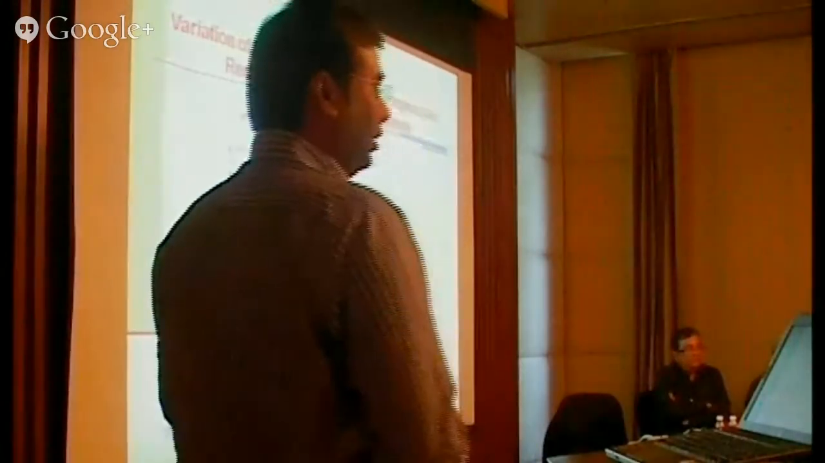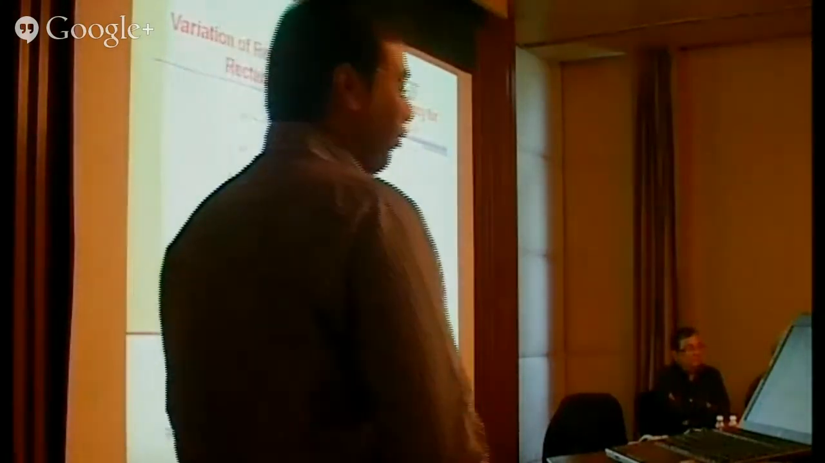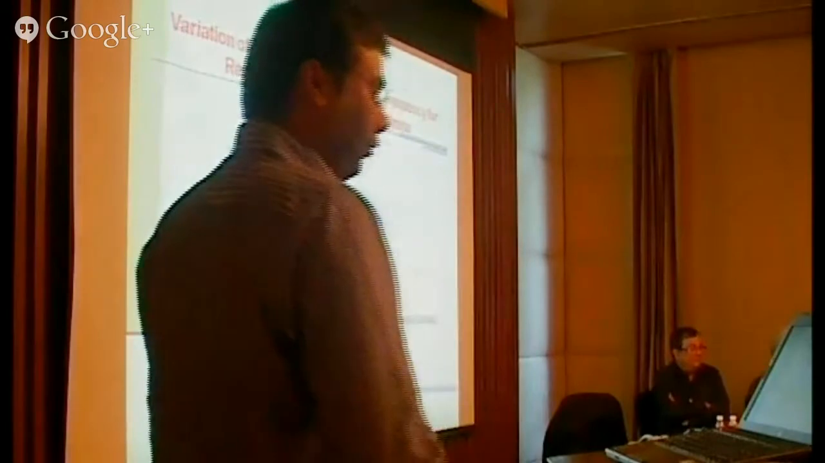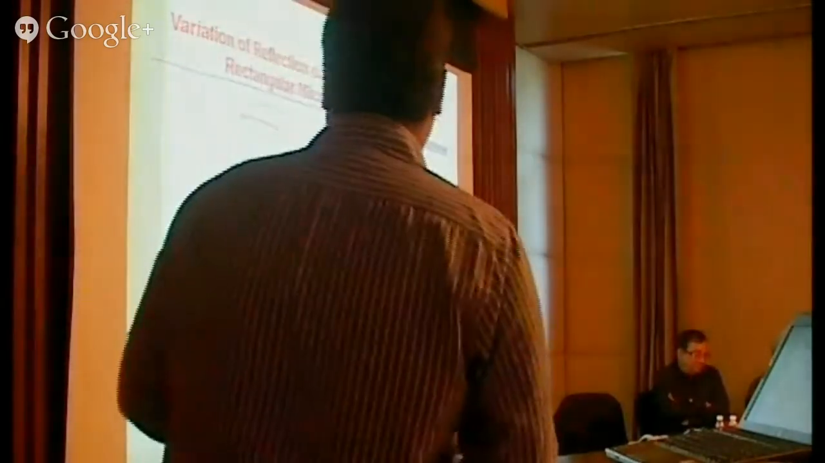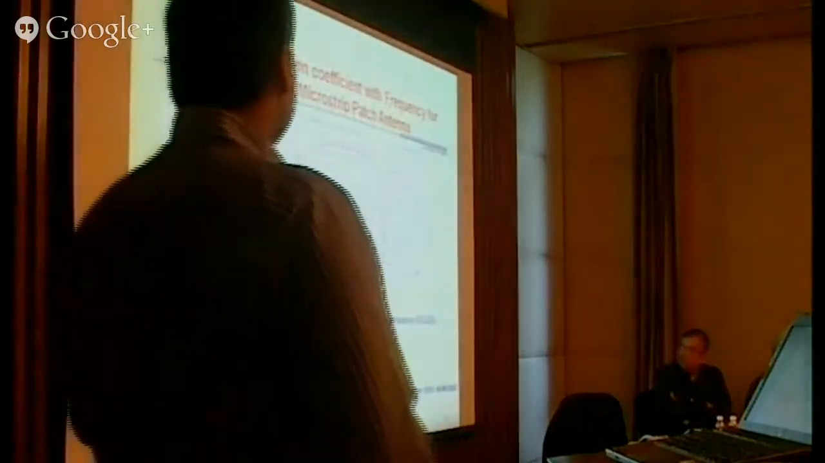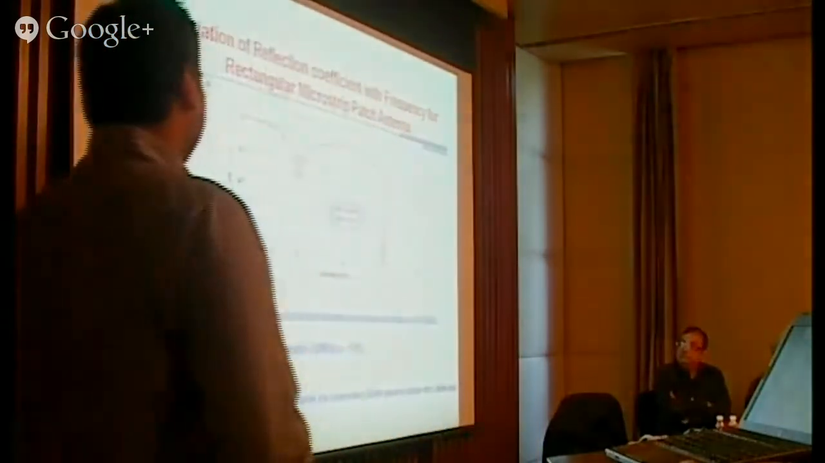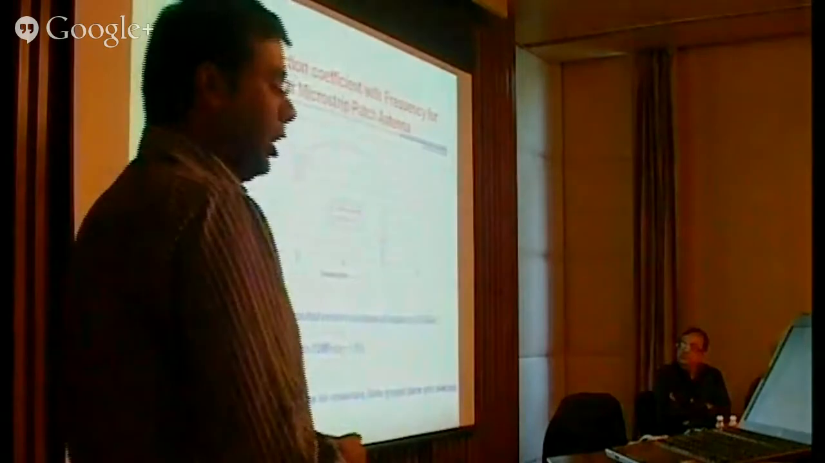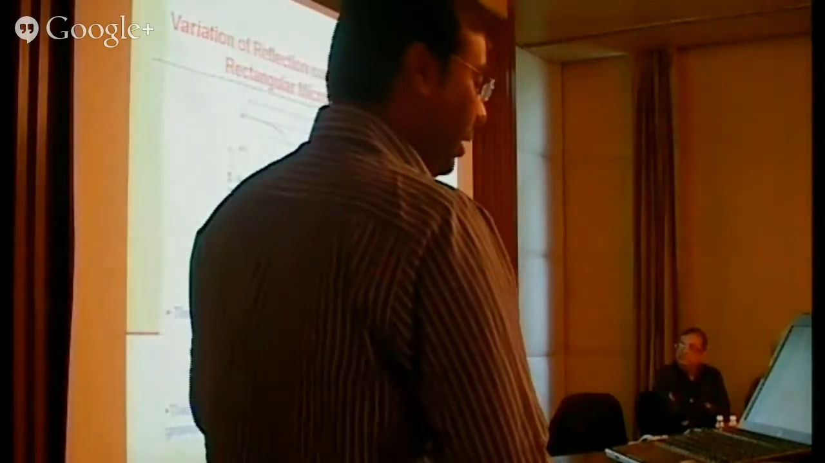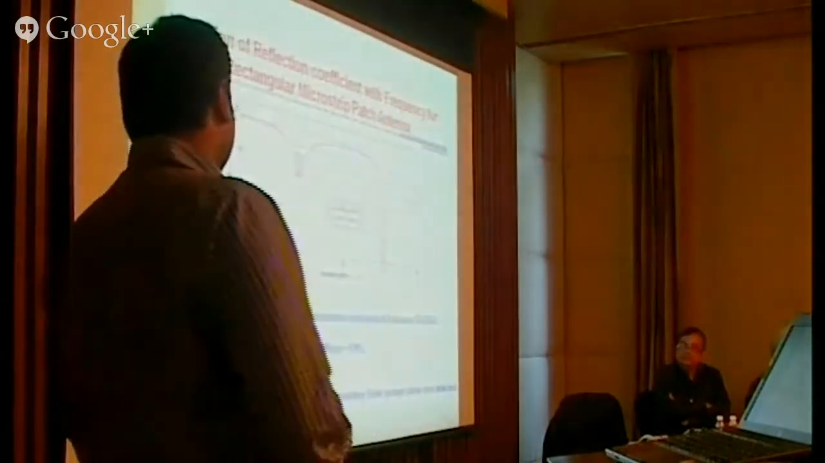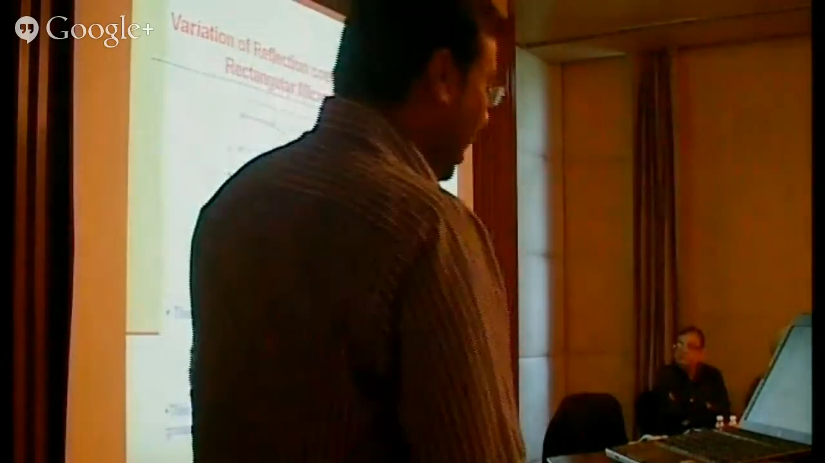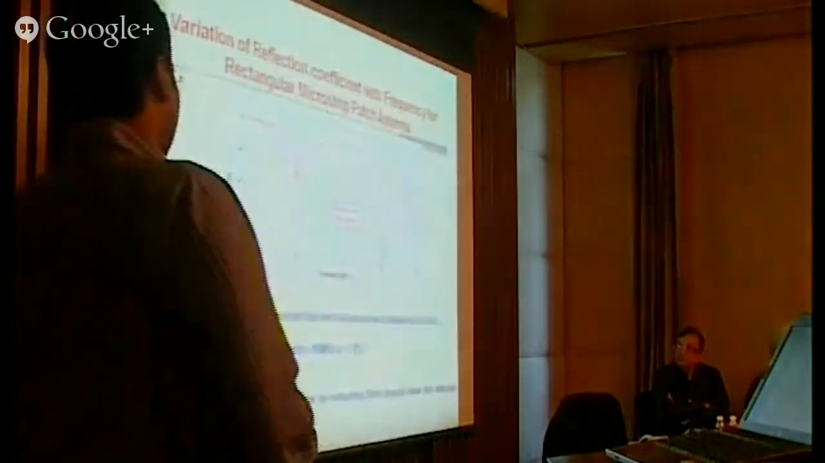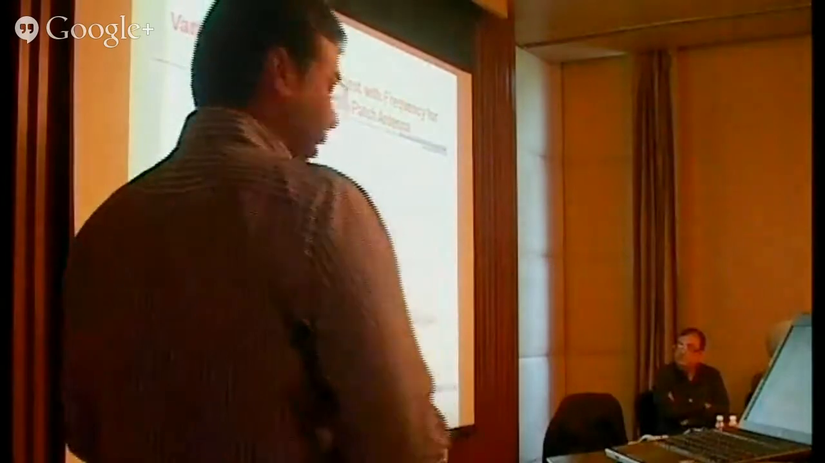First, the result of variation of reflection coefficient with frequency for the rectangular microstrip patch antenna. The simulation result indicates that the antenna resonates at 5.03 GHz. The impedance bandwidth is nearly 100 MHz, 1.9%, and the gain is 1.2 dBi. This antenna is modified in the next step by converting the finite ground plane into a defected ground plane.